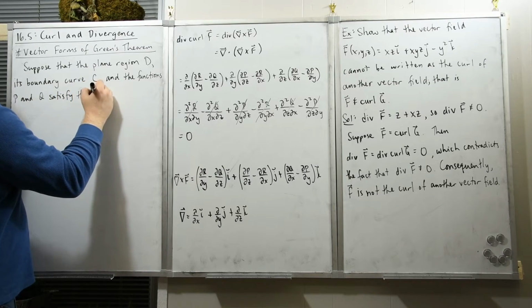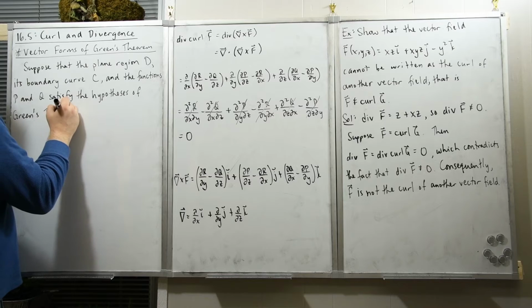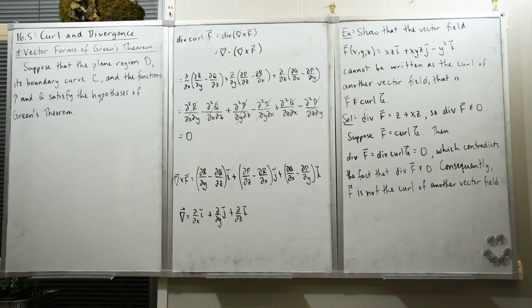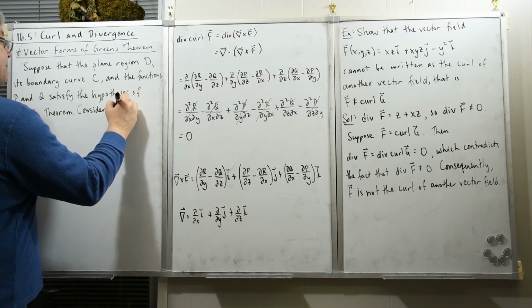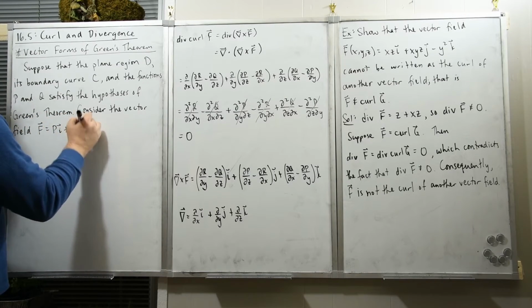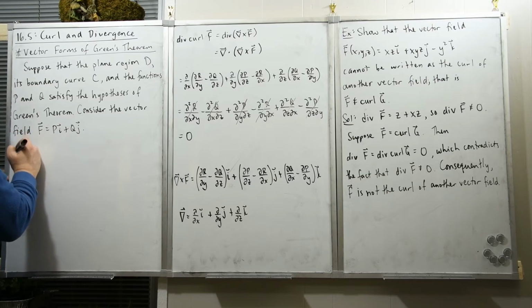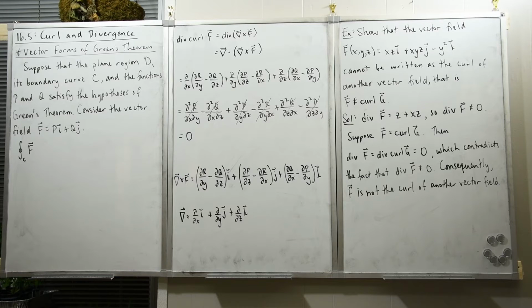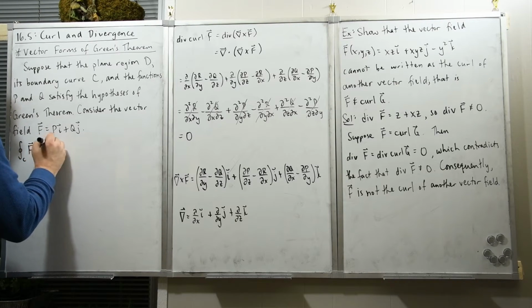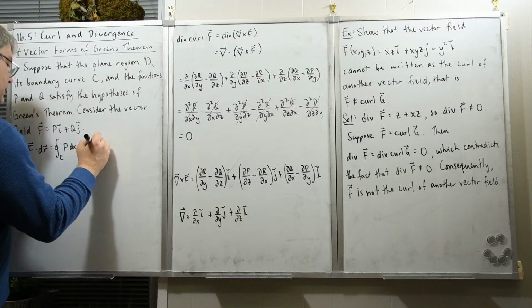Say these all satisfy the hypotheses of Green's theorem. And we're going to take a look at a vector field F equals Pi plus Qj. Now, we know that the line integral along C of F is equal to the line integral along C, P dx plus Q dy.